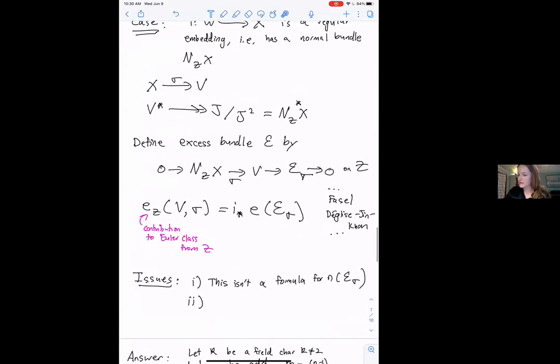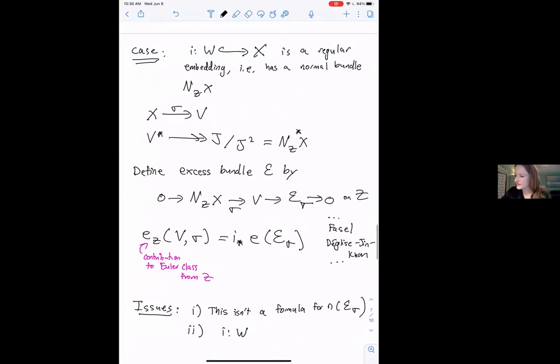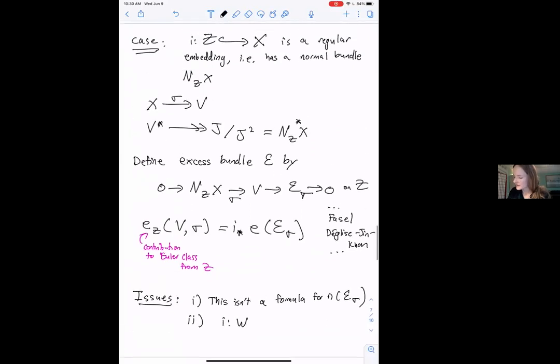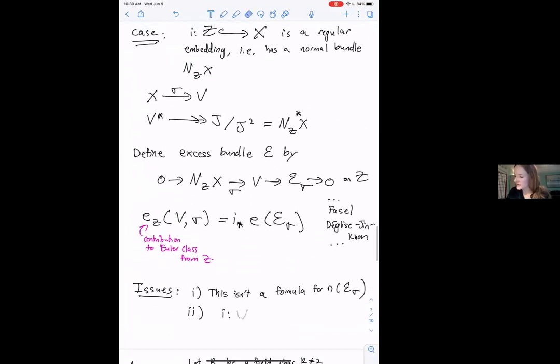So because there was a multiplicity on our excess component, our case where we had the regular embedding isn't going to apply. So issue 2 is that the intersection, or Z, W2 for that matter, but Z to X is frequently not regularly embedded. So I'll do an example to talk about this.